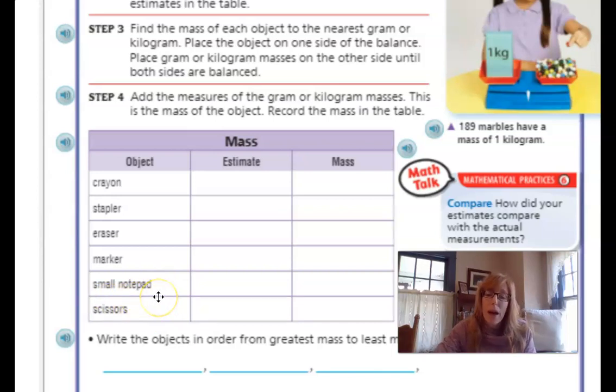A small notepad. So a small notepad, just a little one. Okay. So they don't weigh much at all. So you definitely wouldn't use one. You would probably use multiple.